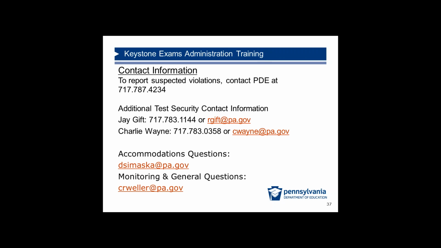And then before I finish talking to you about the TAMS system and getting some feedback from you, this is the contact information slide. We do have a general number. Additional test security contact information for Jay and Charlie, and notice Jay is rgift at pa.gov, and then Charlie. And then accommodations questions are Diane, and then monitoring and some general questions for Craig.